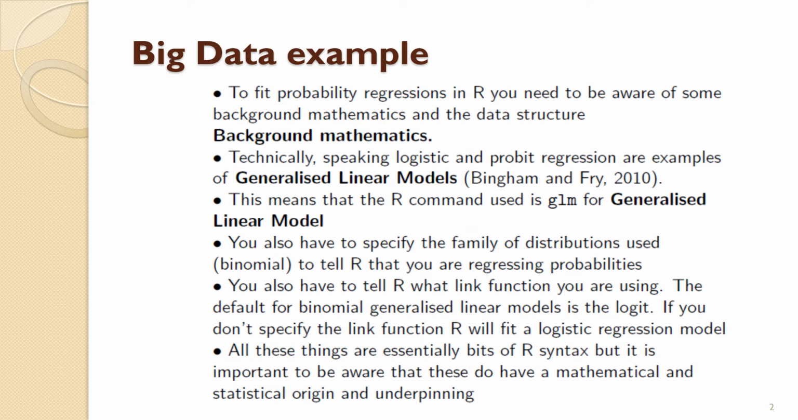You have to also tell R what link function you are using. The default, the natural one to use, is the logit model, but if you don't specify this, then the logit model is the model that R will fit. If you want to fit a probit model, you'd actually have to explicitly get R to fit this. Okay, and I just wanted to say here, these are all bits of R syntax. It's important to be aware they do have a mathematical origin and underpinning.